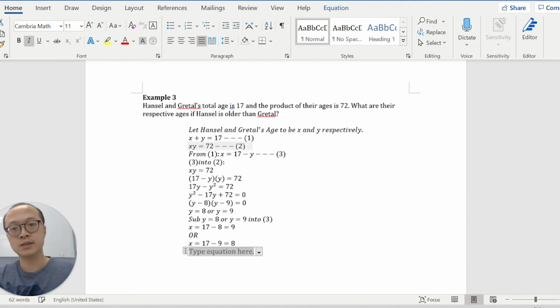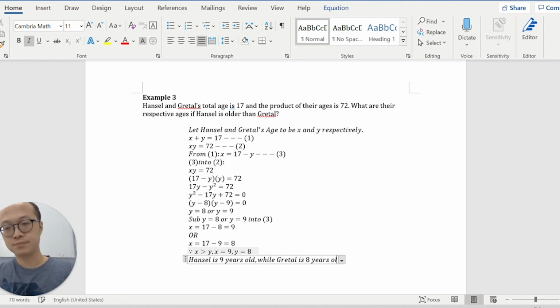So over here, the question says that Hansel is older than Gretel. That means that x is greater than y. Now because x is greater than y, we can therefore say that x has to be 9 while y is 8. In other words, Hansel is 9 years old, while Gretel is 8 years old. Here we go, we have solved this problem already.